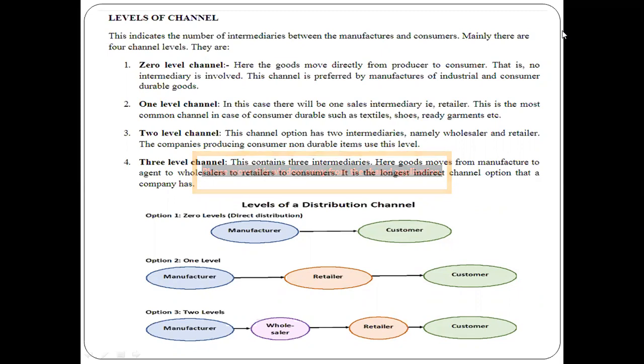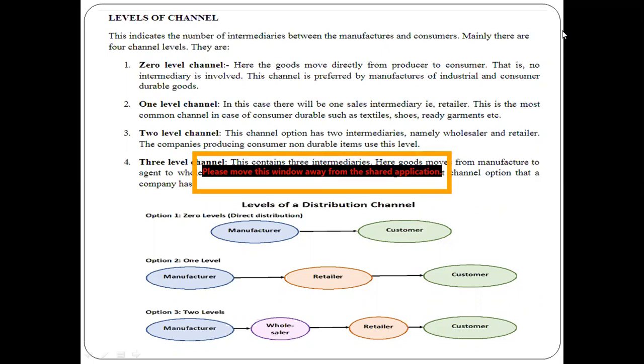Now, the levels of channel or the types of distribution channels. The first is the zero level channel, that is directly from the manufacturer to the customers, like companies like Eureka Forbes, which are the pioneer in such sales. The salespersons directly interact with the consumers and deliver the product.